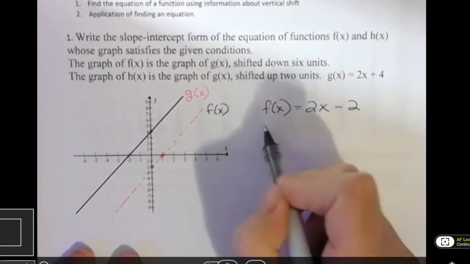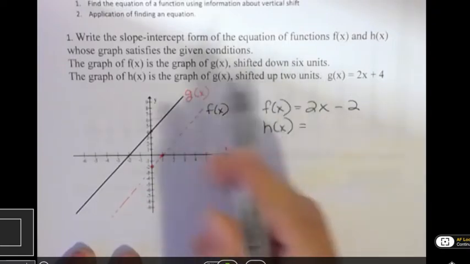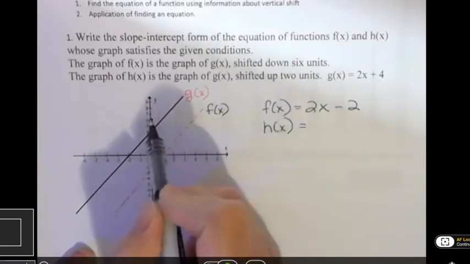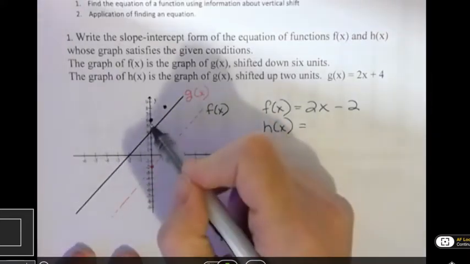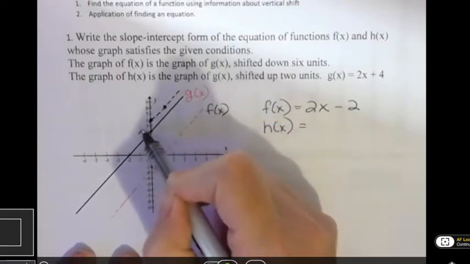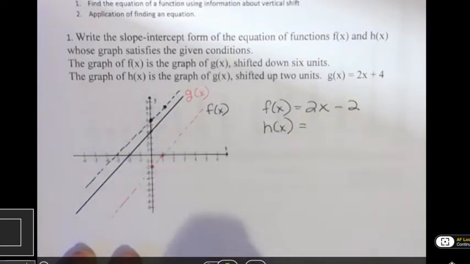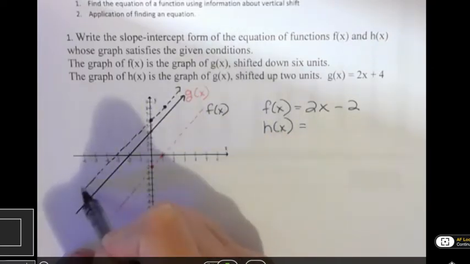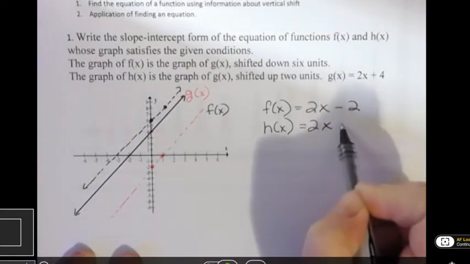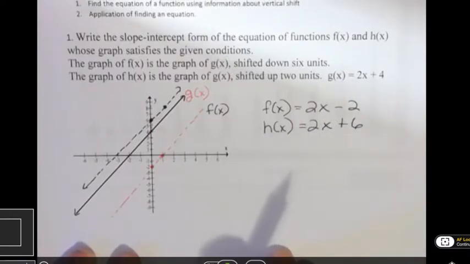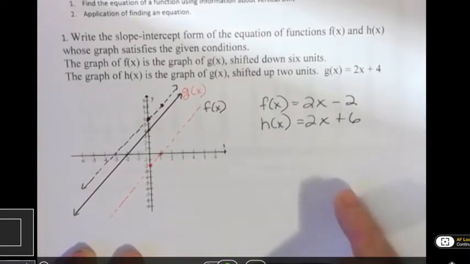So what do you think h of x would be? You should be able to come up with that one on your own. H of x is shifted up 2 units. So here it is. And if I go up 2 and over 1, there's my next point. And if I draw that one, it's also parallel to the first one. If I drew a little better, you could see that they are parallel. It's a parallel line to this first one, but it's crossing the axis 2 points higher than the first one. So that would be 2x plus 6. So there's writing an equation of a line, given a function, and then told to shift up or down.